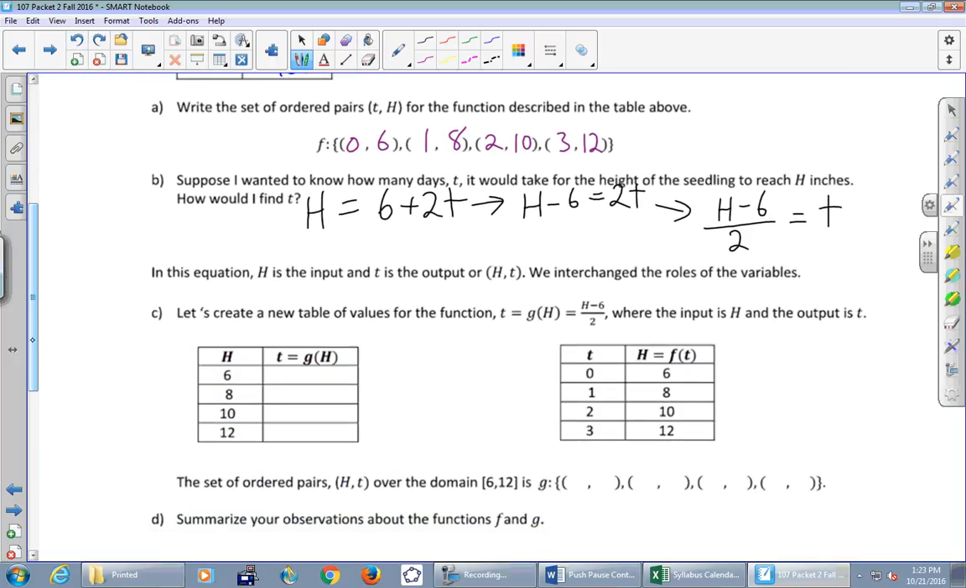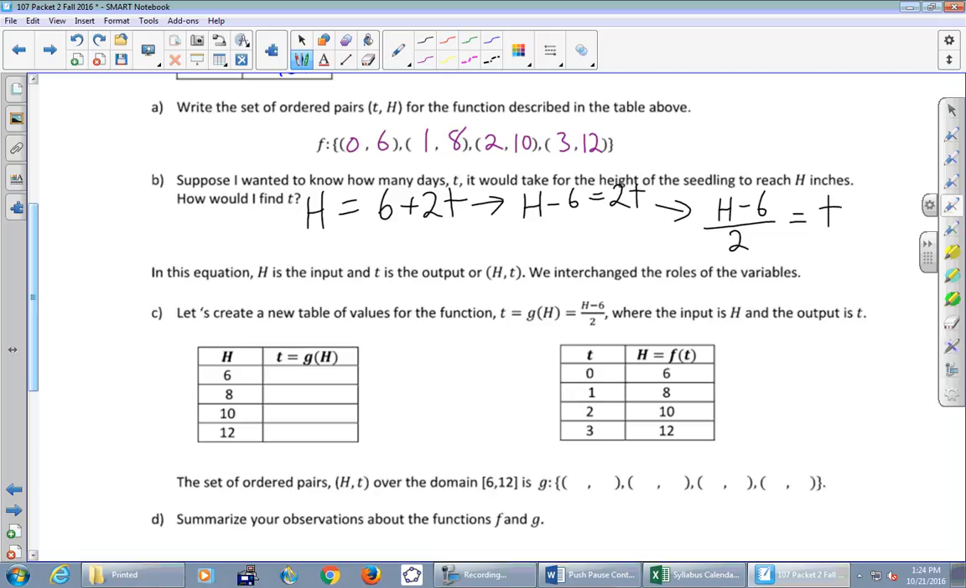Okay, and then reading again, in this equation, H is the input and T is the output. So that means that if I'm thinking of this like as XY, it's H comma T. Agree? Plug in an H, you get out the answer of T. Okay, so we've interchanged the roles of the variables. T and H have swapped places.